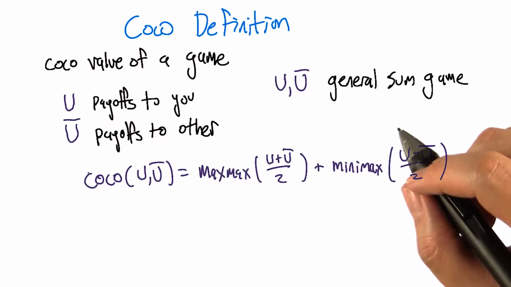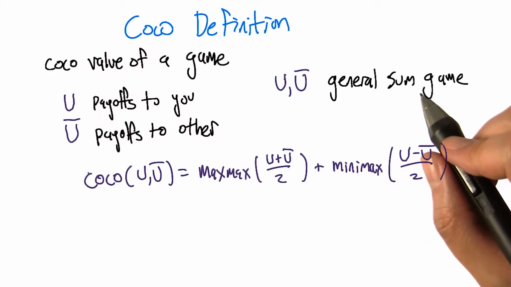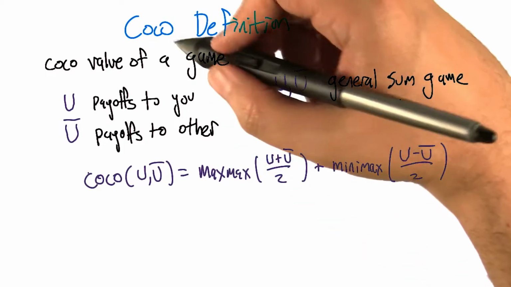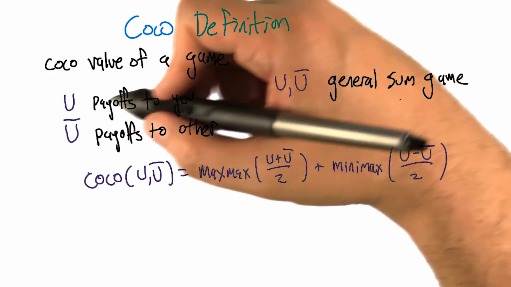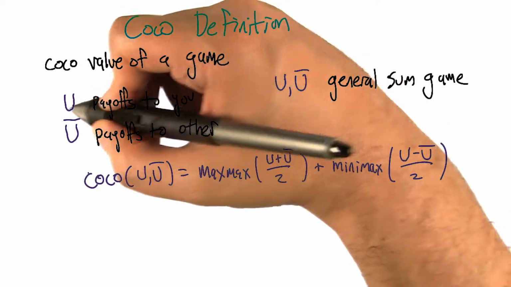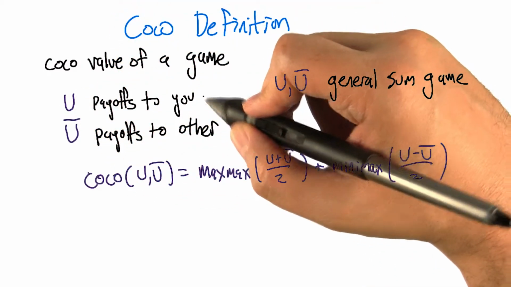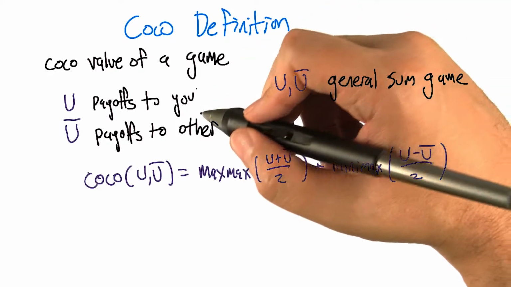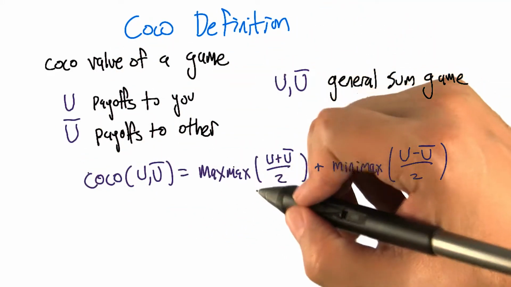So here's the actual definition of Coco values that we're going to use and that come from the Collide work. The Coco value of a game is going to be defined like this. Let's imagine that we've got a general sum game. The notation I'm going to use is U is payoff to you. And U bar is the payoffs to not you, the other person.